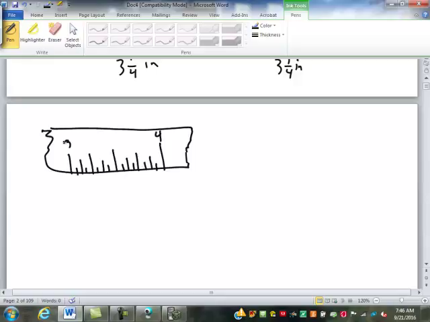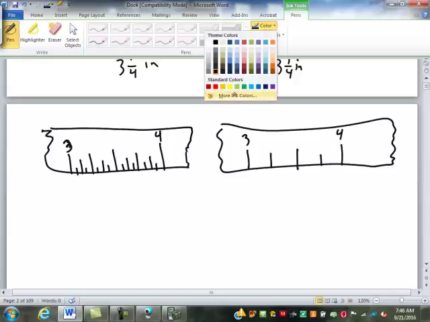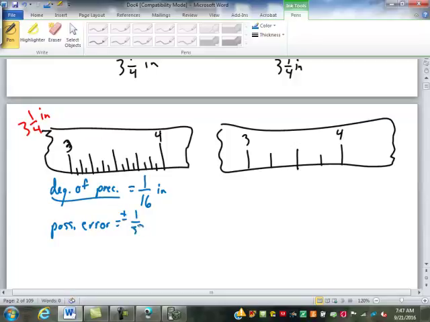So here's one of our measuring devices. That's the section between 3 and 4 inches. Here's another measuring device. On both measuring devices, I measure something. If I report it as 3 1/4 inches on this measuring device, what does it really mean? Well, what's my degree of precision over here? A 16th of an inch again. Between 3 and 4 inches, there's 16 spaces, so each one is a 16th of an inch. What is my possible error? A 32nd again. So plus or minus a 32nd of an inch.